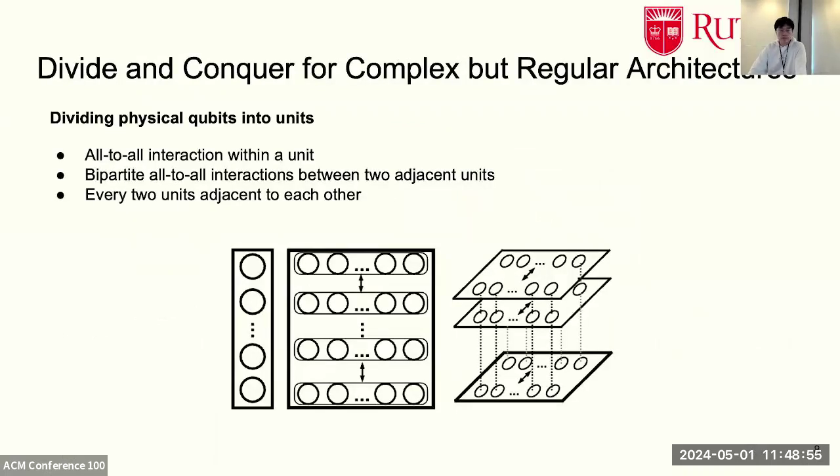We then extend this method to more complex yet regularly structured architectures by leveraging the divide-and-conquer scheme. We unitize the complex architecture and divide the compilation problem into 3 subproblems: all-to-all interaction within a unit, bipartite all-to-all interaction between 2 adjacent units, and movement so that every 2 units become adjacent to each other.